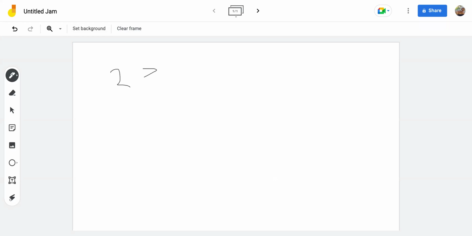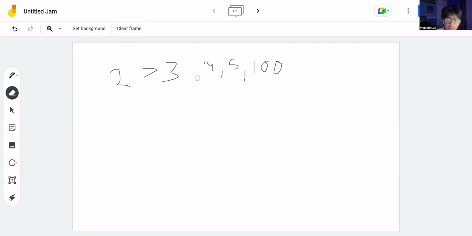2 is greater than 3. Yes, correct. And it can also be like 4, or 5, or whatever. It could be 100. What is greater than 2? Any number you can write. It could be any number greater than 2. So Sarvesh, give me a number that's greater than 2, other than 3.